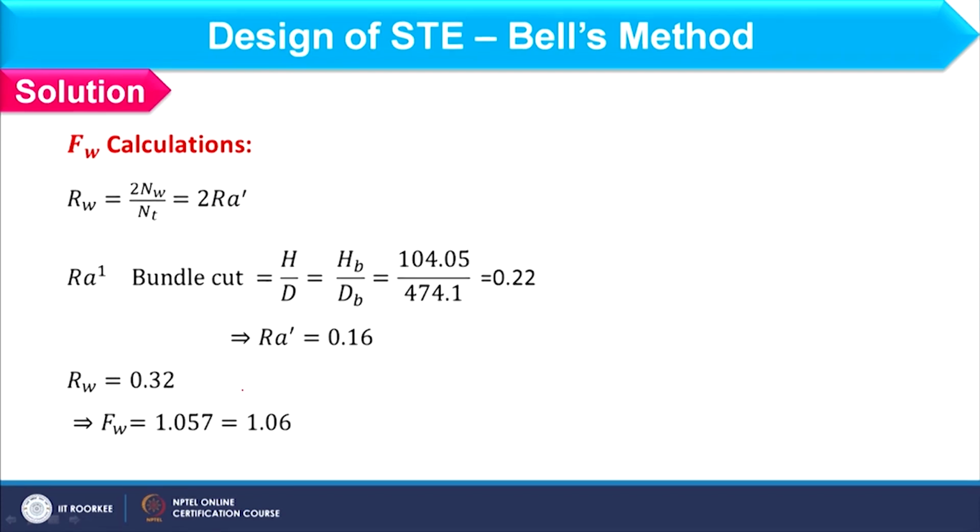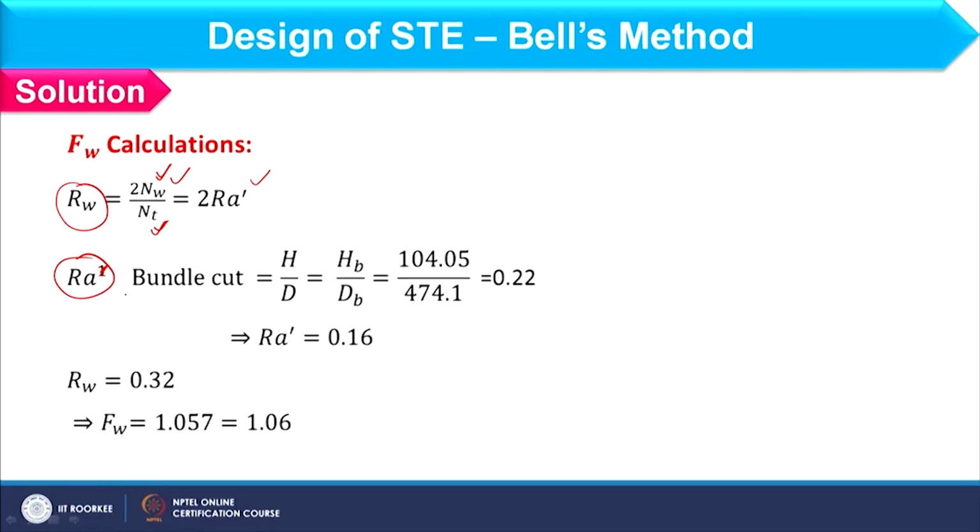Next I have to find out FW, that is window correction factor. Okay. Now, to find out FW you should know RW, because you are given the graph of FW and RW in books. So, RW you can consider as 2 NW by NT. NW is the number of tubes in window zone and NT is the number of tubes in bundle, and that should be equal to 2 into RA dash. Okay. So, first of all I have to find out RA dash. This is not 1, this is RA dash.